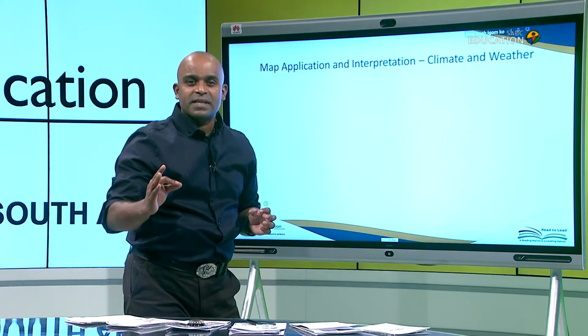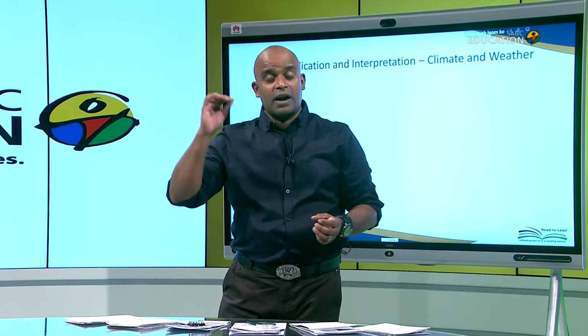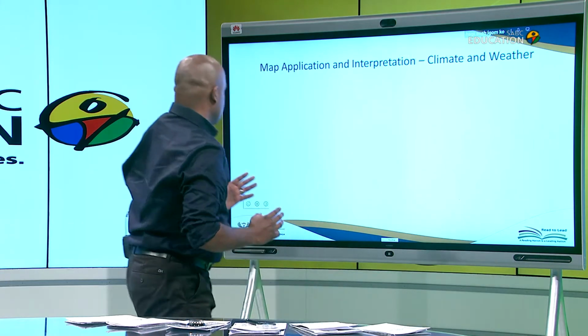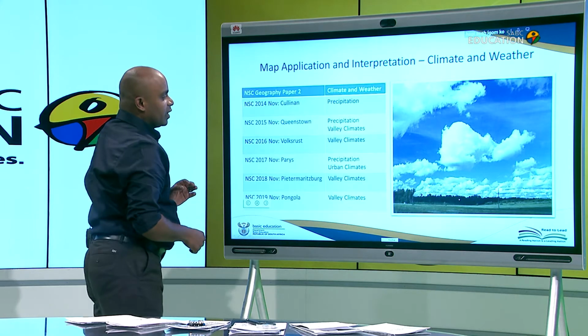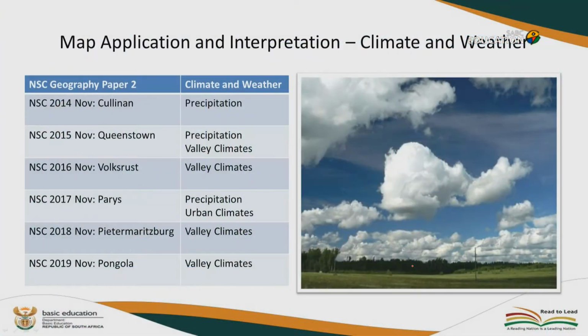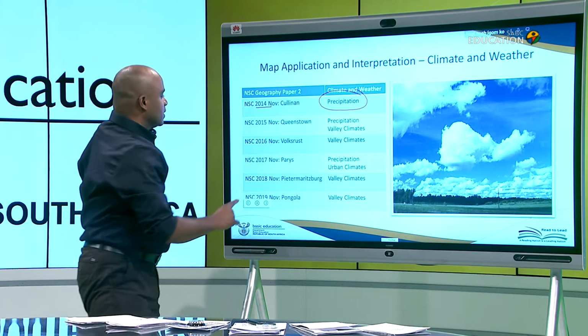So let's make a start with the application of climate and weather on maps and what has been examined from 2014 right up to 2019 and where the emphasis was. And to do this, we looked at, in terms of climate, the following. You'll note that in terms of your examinations in 2014, precipitation with special emphasis to the type of rainfall on the map of Cullinan was examined.